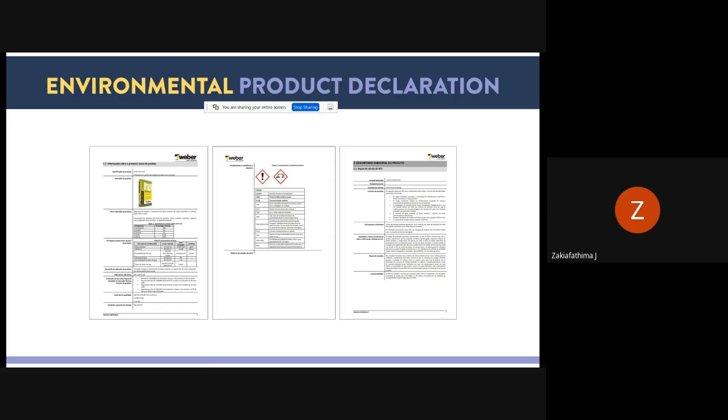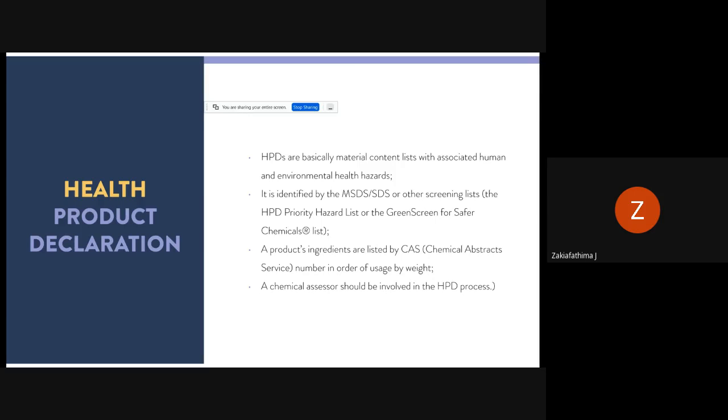So this is how your environmental product declaration forms will look. Your health product declaration is similar to your environmental product declaration. The difference is that the environmental product declaration will say that the product was not harmful to the environment, nor will it be harmful to the environment even after its lifespan. The health product declaration will tell you that there are no health hazards for your consumers.